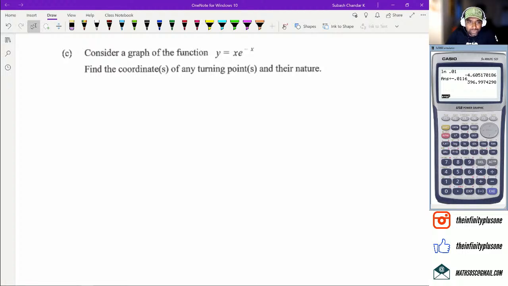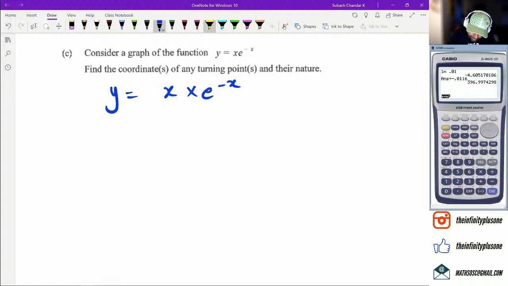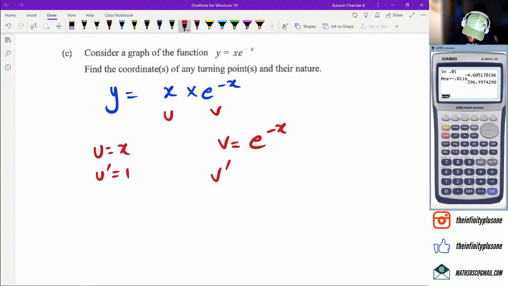Cool, man. All right, so this question here is another merit question, and we're looking at the product rule. So straight away looking at this and separating it, y is equal to x times e to the negative x. We've got u and v, so u is equal to x, u dash equals 1, v equals e to the negative x, v dash equals negative e to the negative x.